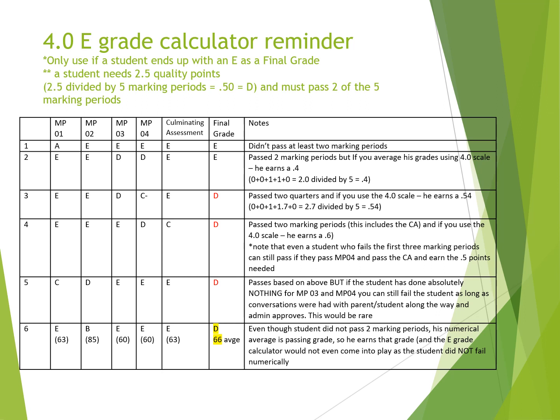And then of course, line 6, I just want to bring this to your attention. The student only passes 1 quarter, but numerically the student has a 66 average, which is a passing grade of a D. So that student earns the D no matter what. You wouldn't even use the E-grade calculator.